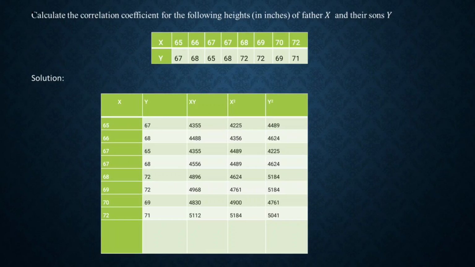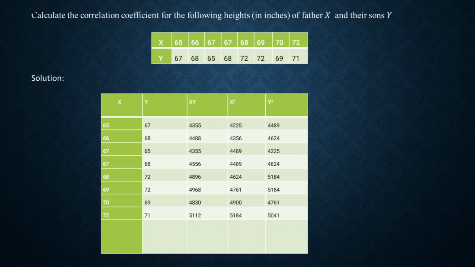Now let us form a table. In the table, write down the x values vertically, similarly y values vertically. Now let us calculate xy, that is the product of x value into y value. First x value is 65 and y value is 67. So multiplying 65 with 67, we have the value 4355.